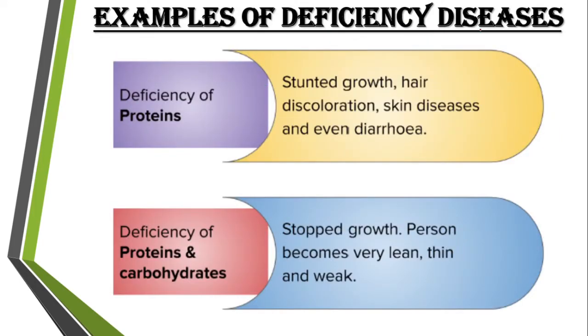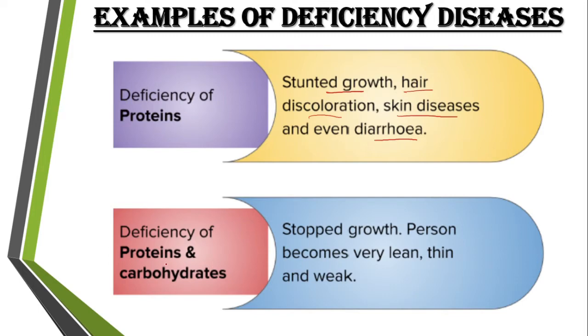So let's begin with deficiency diseases. Examples of deficiency diseases: the deficiency of proteins. When we don't eat enough proteins, our growth will be stunted, hair discoloration will happen, and there will be skin diseases and even diarrhea. We don't need these diseases, right? It's not useful, so that's why we should have a balanced diet.